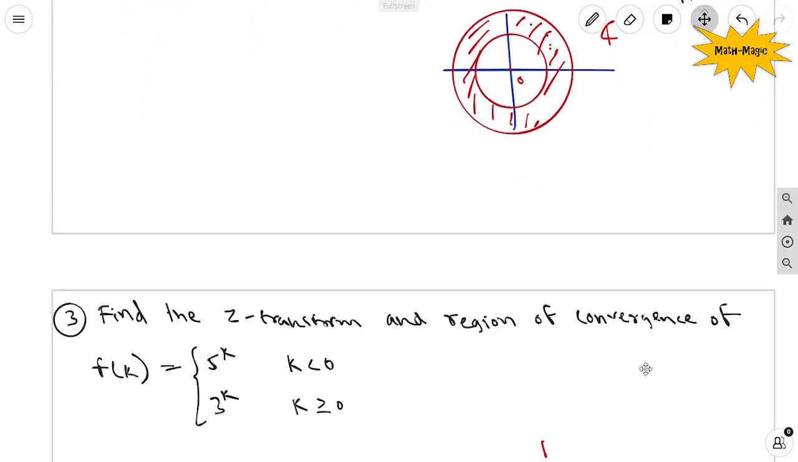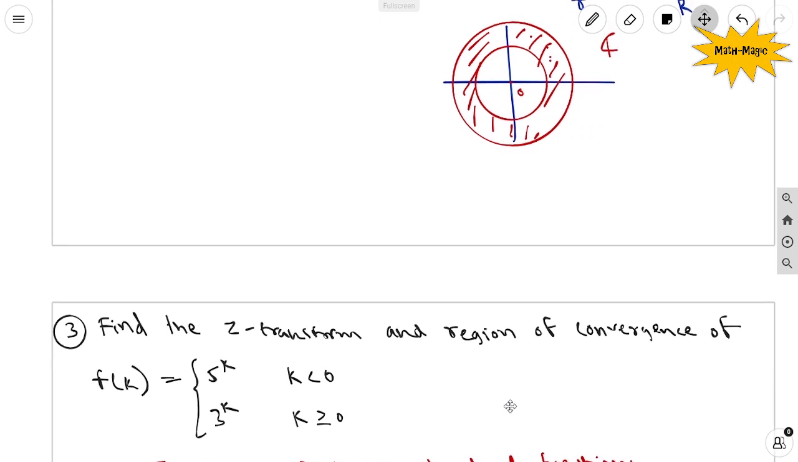So you can note down this problem, a similar problem for the exercise. Find the z transform and the region of convergence of the sequence f of k, where f of k is 5 raised to k for k less than 0 and 3 raised to k for k greater than or equal to 0.